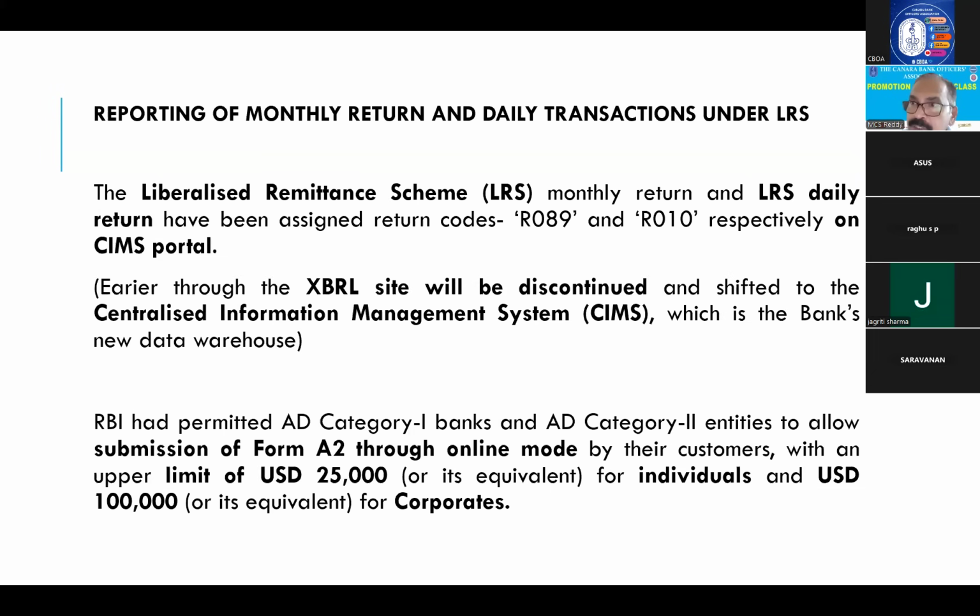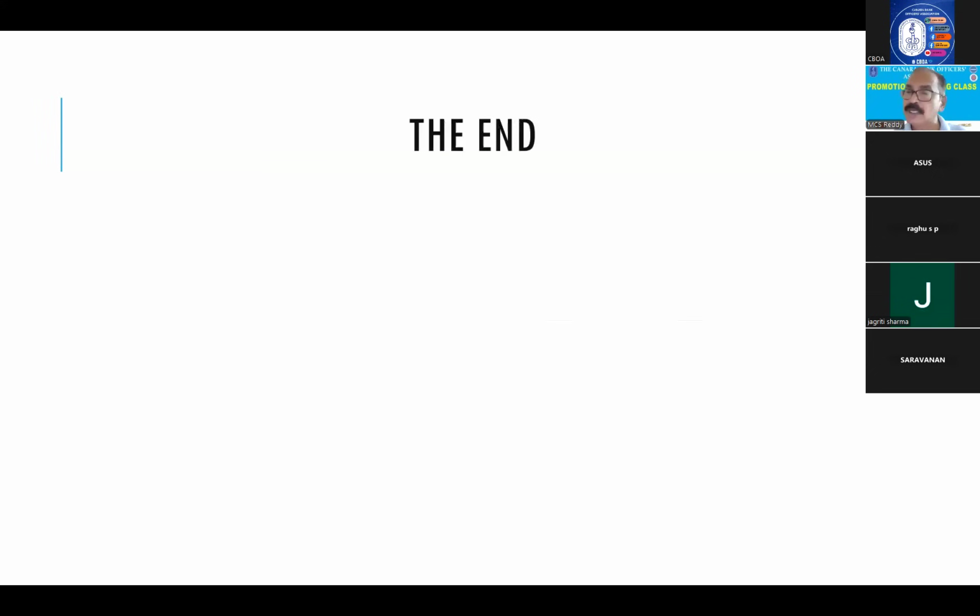What is the cutoff limit for permission through online? In case of individuals, up to $25,000 they can submit the A2 form online. And in case of corporates, up to $1 lakh they can submit the A2 form online. So the cutoff limit for submission of online A2 form is $25,000 for individuals and $1 lakh for corporates. These 2 points. Right? So these are all important points for current year exam purpose.